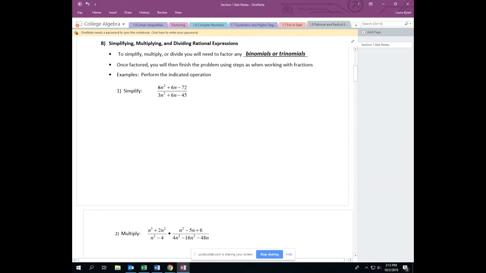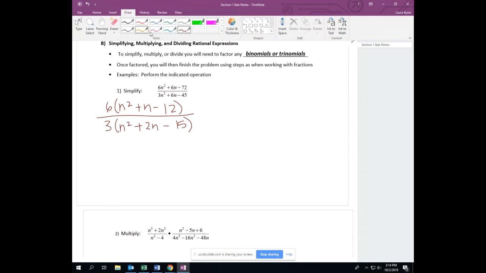So we're going to factor out, first of all, the GCF, 6 on top. I'm left with n squared plus n minus 12. And on the bottom, we factor out a 3, and I'm left with n squared plus 2n minus 15. So these are some monomial stuff on the outside, and we might be able to cancel some stuff, but we're not going to look at that yet. I like to get these things in complete factored form before I do anything else with them.